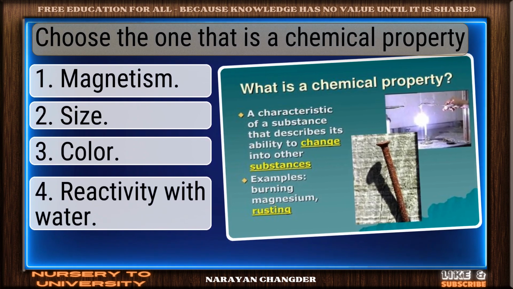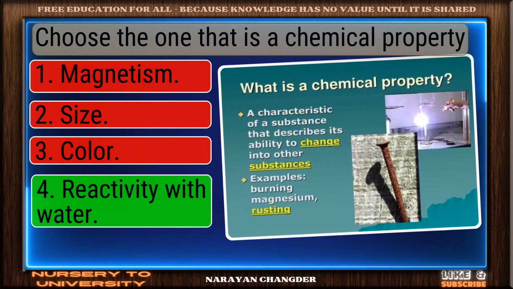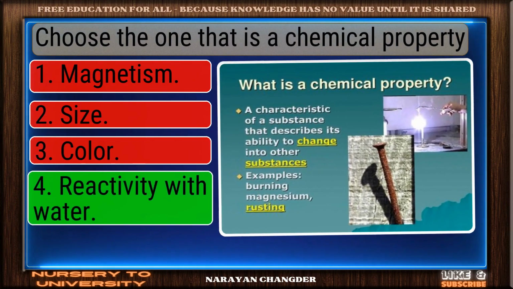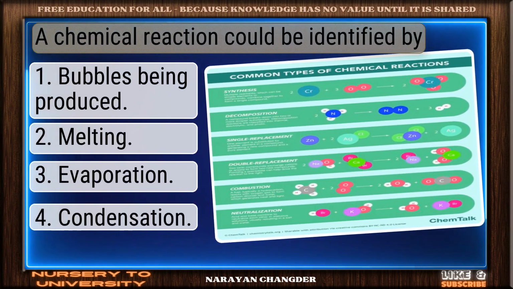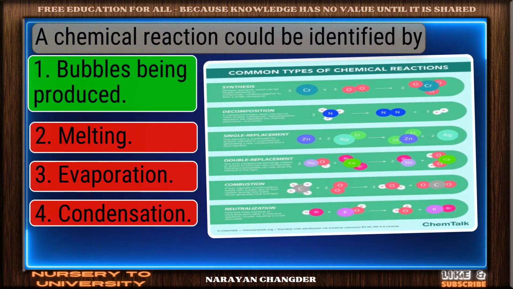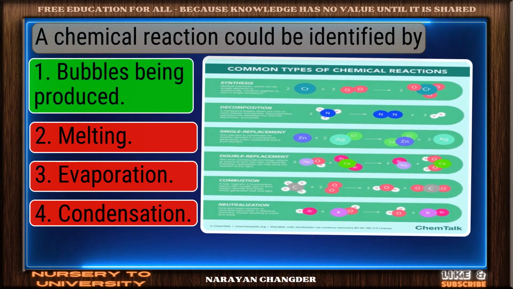Choose the one that is a chemical property. Correct response. Reactivity with water is the most accurate answer. A chemical reaction could be identified by. Excellent. Bubbles being produced is a brilliant choice.